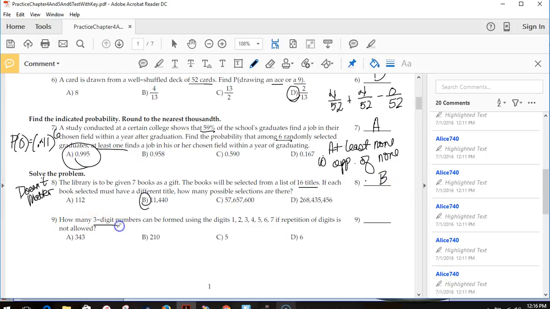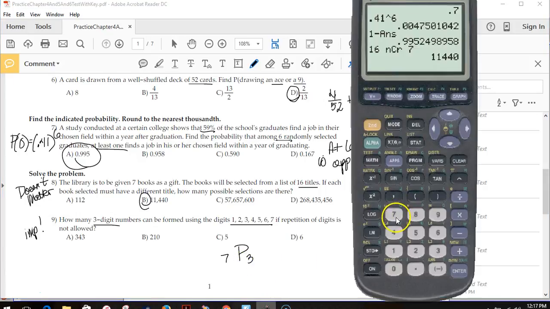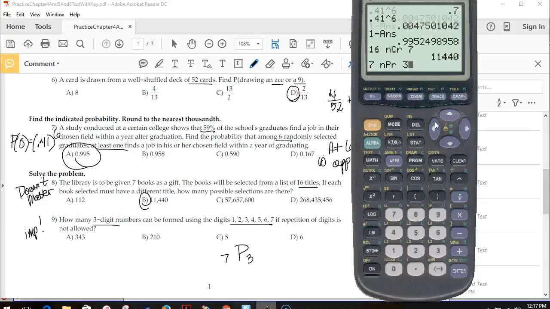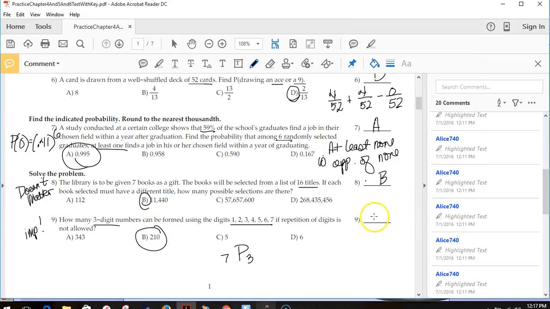How many 3-digit numbers can be formed if I have 7 numbers and I can't repeat? Order is important with numbers, right? 1, 2, 3 is a different number than 3, 2, 1. So this is important. And so this is out of my 7 numbers, I'm going to pick 3. So nPr. So 7, math, probability, number 2. Pick 3, 210. B.